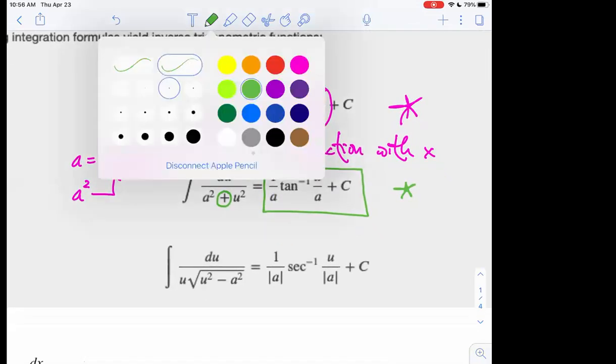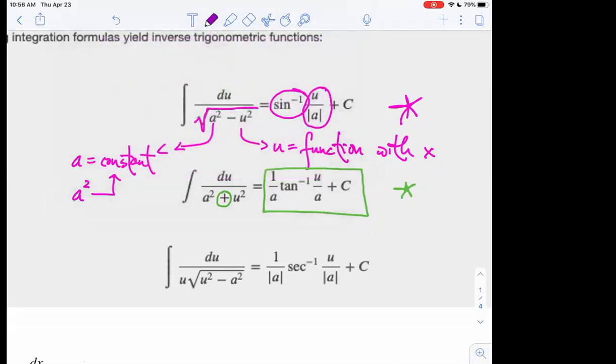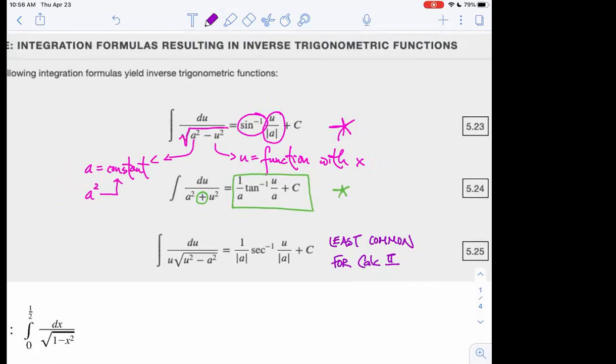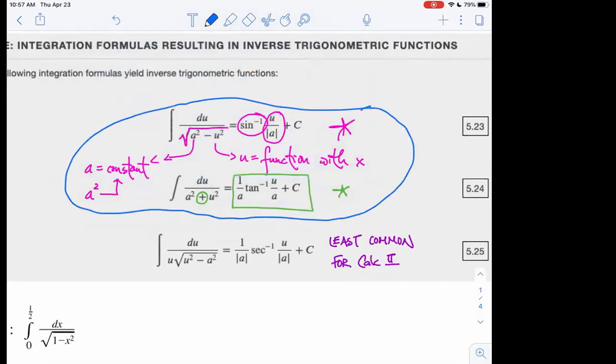Now, your textbook talks about this third one here, the secant one, but truth be told, I've seen this one pretty rarely in Calc 2. Okay, so this is definitely the least common for Calc 2, all right? So for that reason, we're going to spend most of our time today focusing on recognizing these first 2 and not so much on the last one, okay?